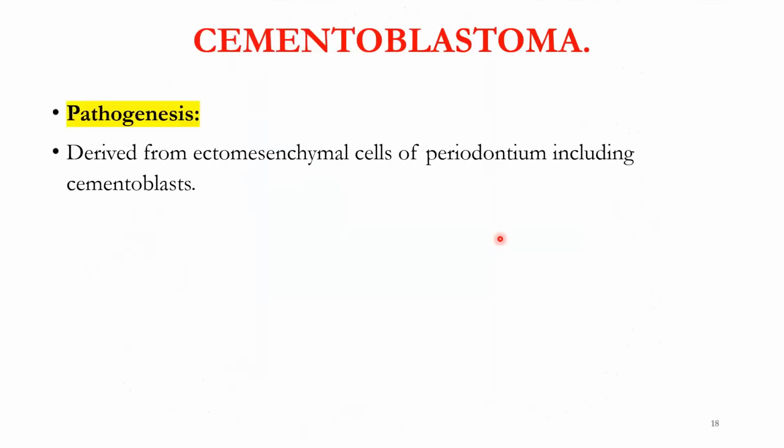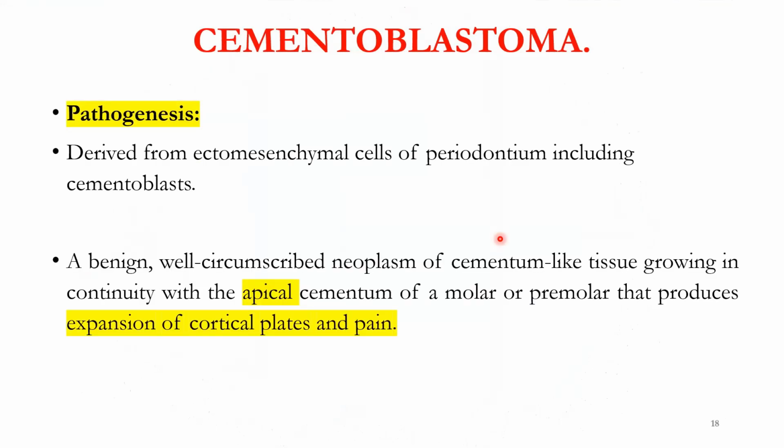So the last tumor is cementoblastoma, which is derived from ectomesenchymal cells, especially the cementoblasts. It is defined as a benign tumor. It is quite well circumscribed, and it's a neoplasm of cementum-like tissue. And this is growing in continuity with the apical cementum, or the epiphysis of molar or premolar. And this could result in expansion of cortical plates and pain. So this definition itself is nothing but the clinical feature of cementoblastoma.